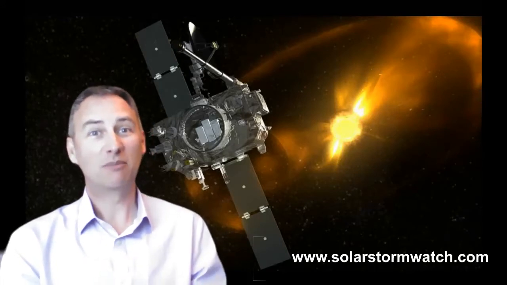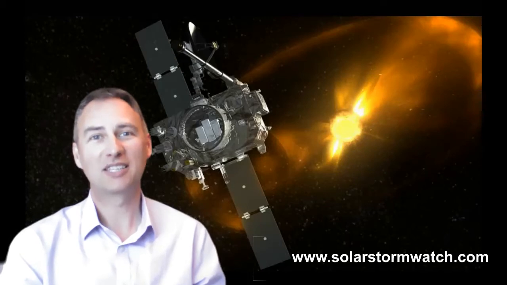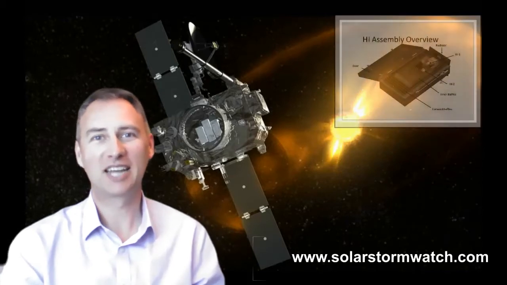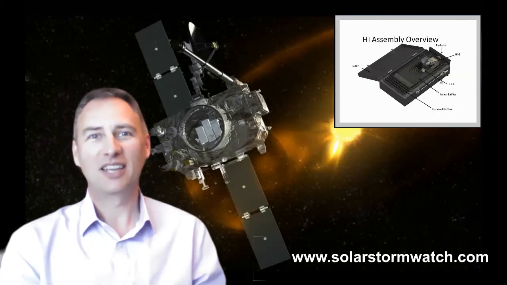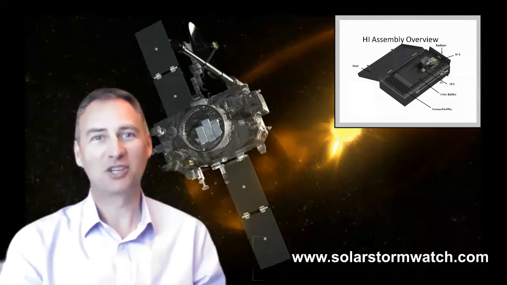The instrument we've been using mostly is the heliospheric imager. That's the big box you can see strapped to the side of the spacecraft. It's about 70 centimetres long and it contains two cameras that enable us to see all the space between the sun and the Earth. The cameras are called HI1 and HI2.